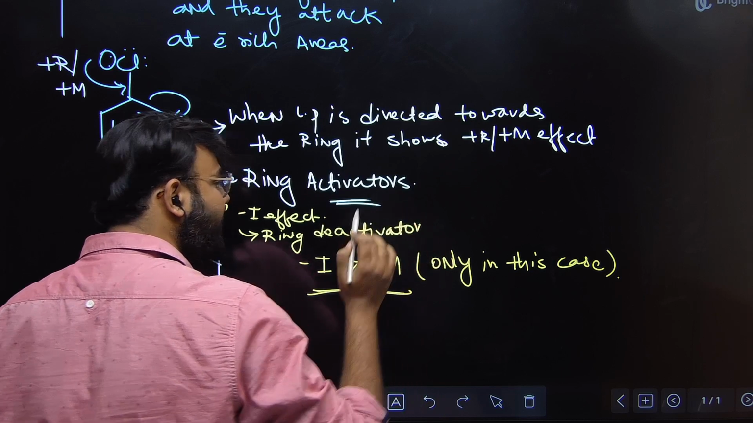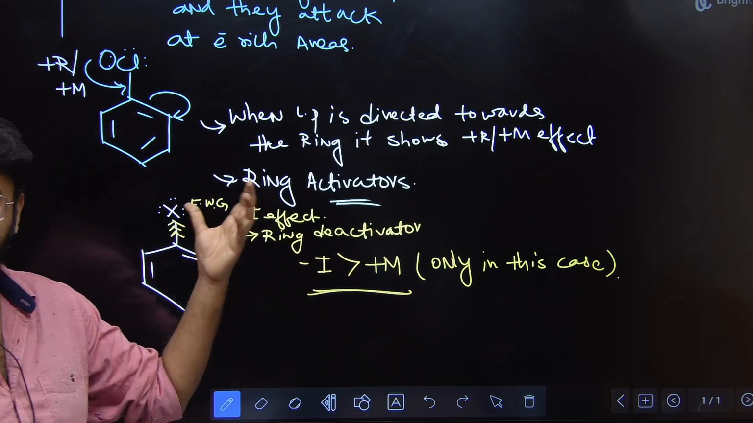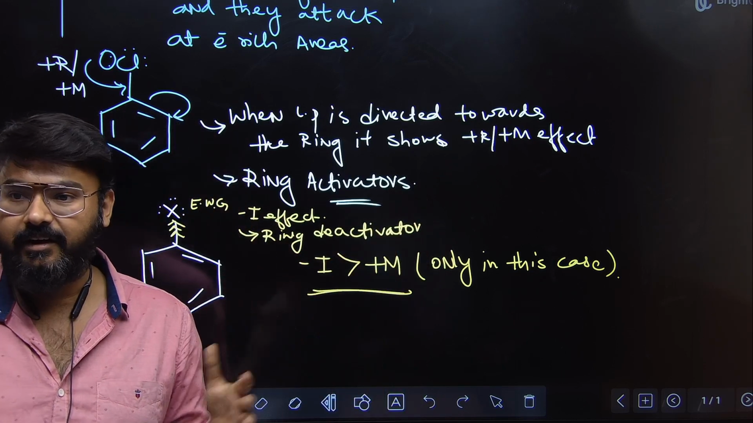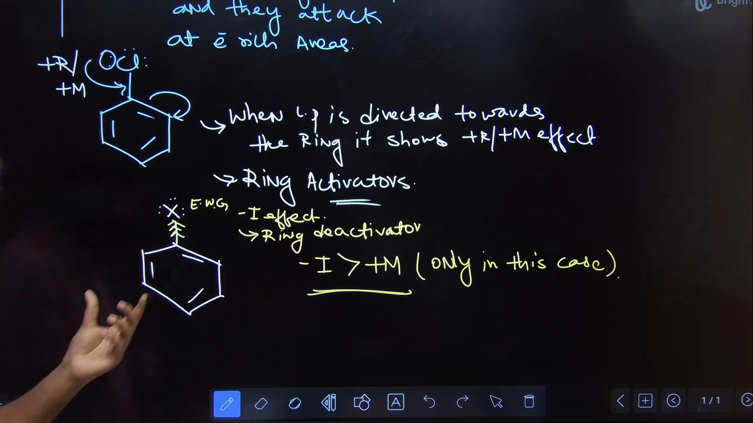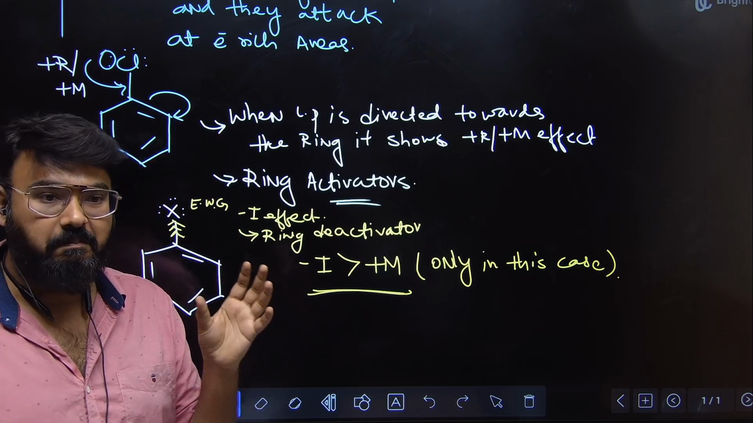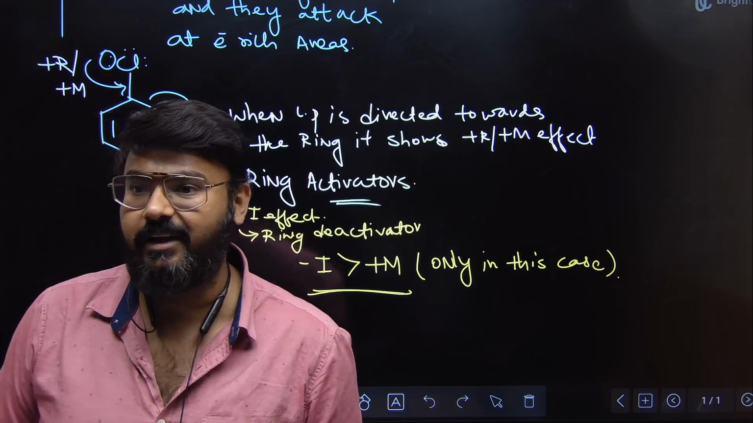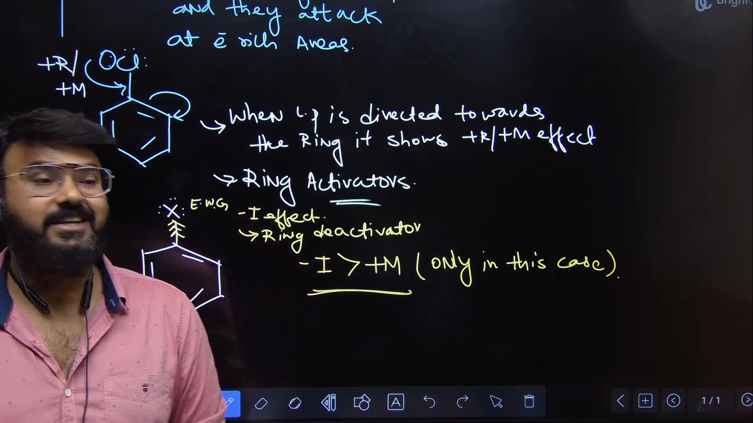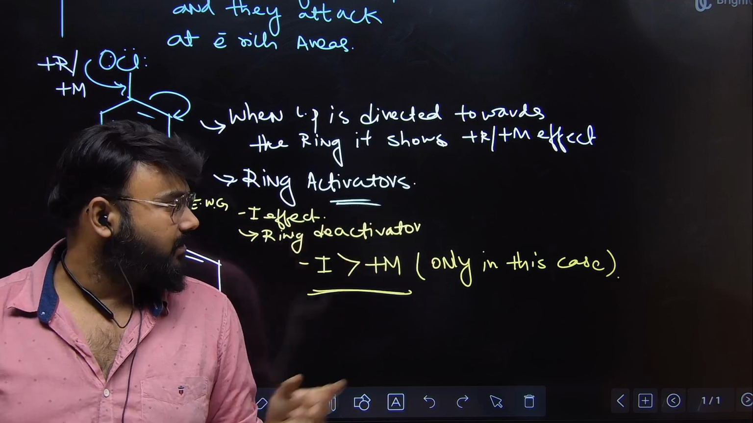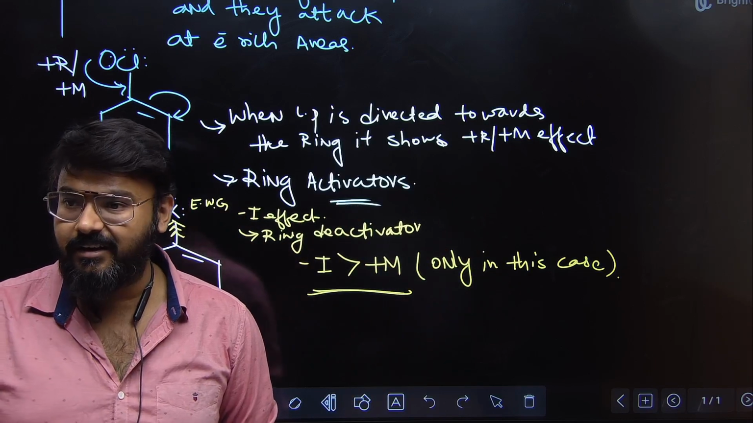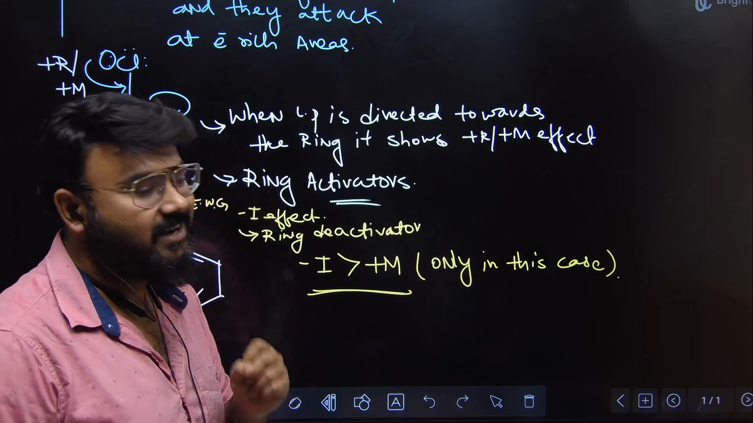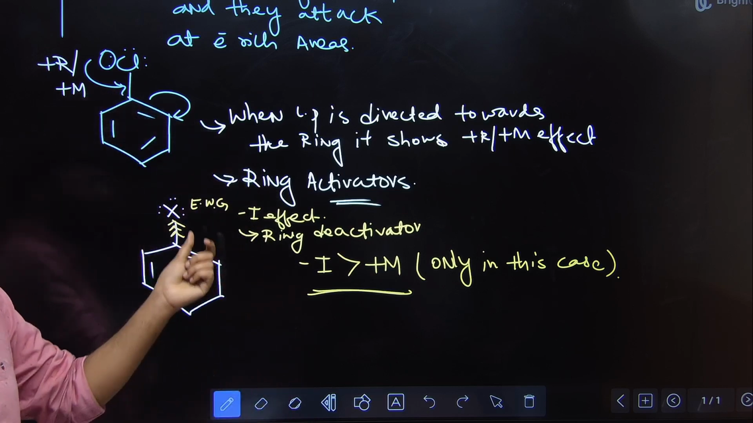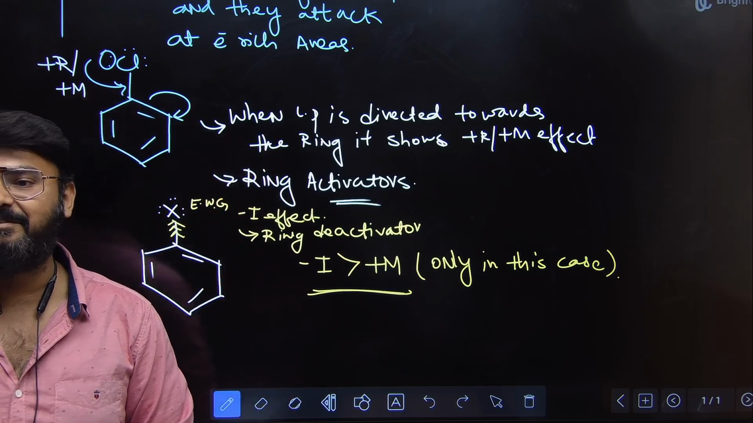It is a ring deactivator. Correct, no? Clear? And also I told you plus M dominates over I effect, okay? But in case of haloarenes, it's minus I that dominates. Is it clear? Now the confusion starts. Then how can it be ortho and para directing?